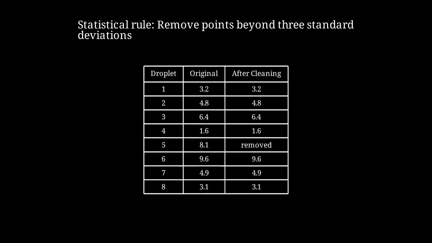A common rule is the 3 sigma rule. Calculate the mean and standard deviation of your data. Any point more than 3 standard deviations away from the mean is a candidate for removal. But be careful. Don't remove data just because it doesn't fit your hypothesis. Let's say measurement 5, 8.1, was taken when the droplet was evaporating. We might remove it. But we must document why we removed it. Scientific integrity demands transparency in data cleaning.